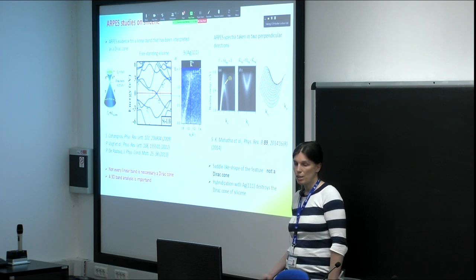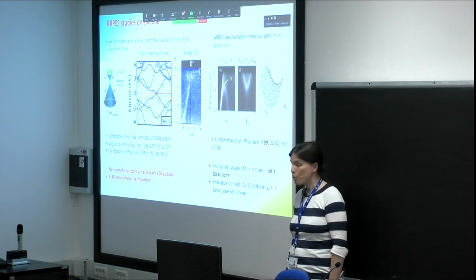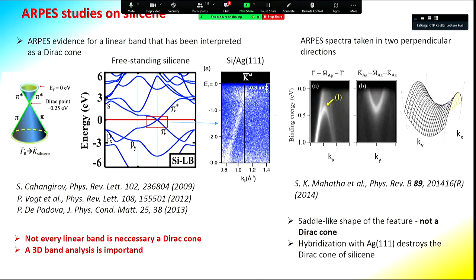And since silicene was grown on a silver 111 surface, there was an early ARPES report that they also observed something which was a linear band close to the Fermi level. Since they were expecting a linear band from the calculations, it was reported as evidence of the Dirac cone-like state in silicene.